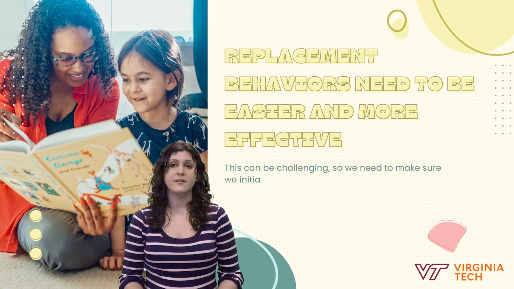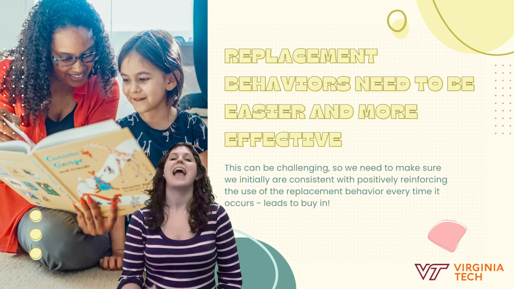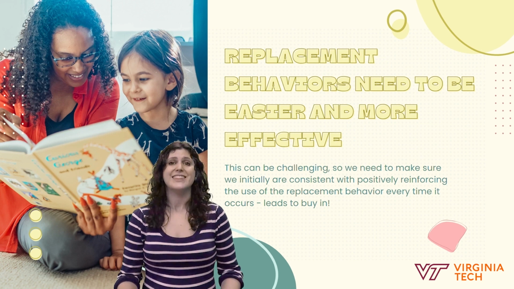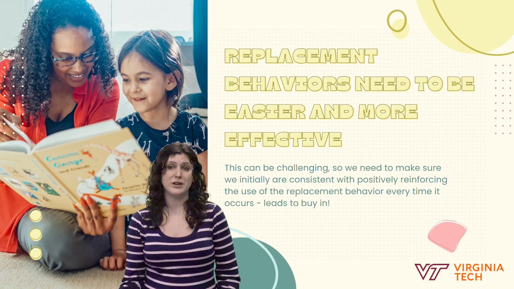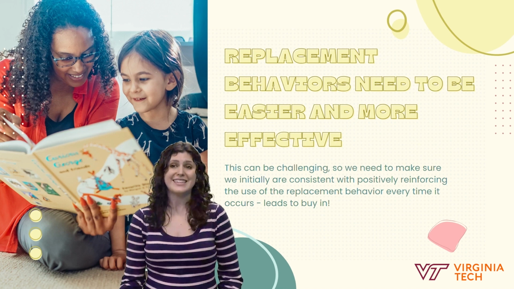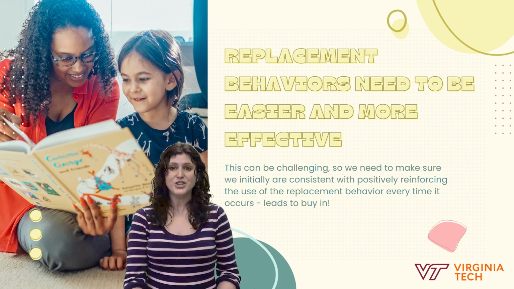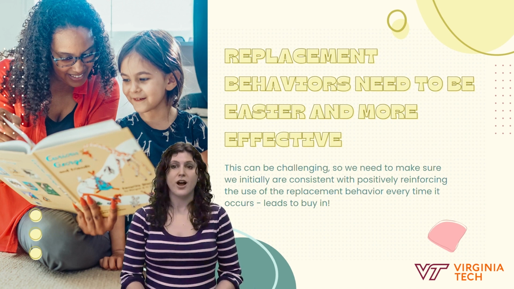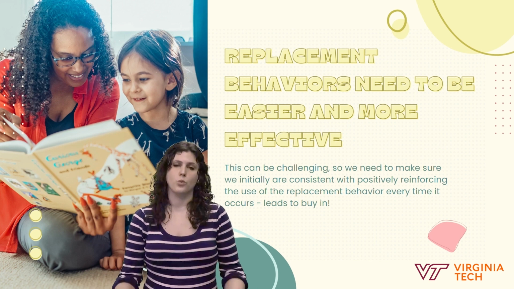In order to be effective, the replacement behavior needs to be easier and more effective than the problematic behavior. This can be really challenging because problematic behaviors like screaming or grabbing something are easy to do and they often work. They give the child attention or the tangible reward that they wanted. These behaviors are often easier to use than verbally communicating someone's wants and needs.